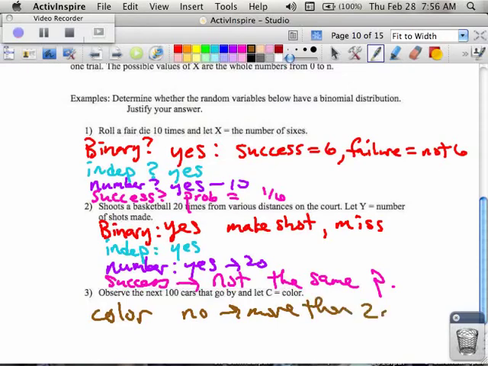So if you change the statement, like Madeline was saying, to say, do I see a red car? Then that could be a binary situation. Either it's red or it's not red. But if they only talk about it as the color and that's it, then that's not binary.